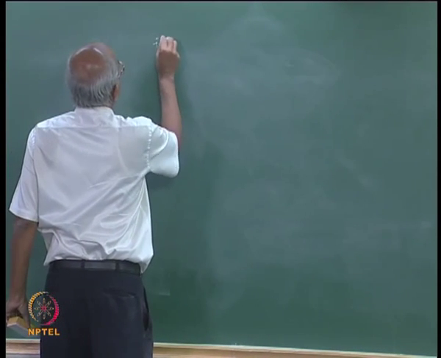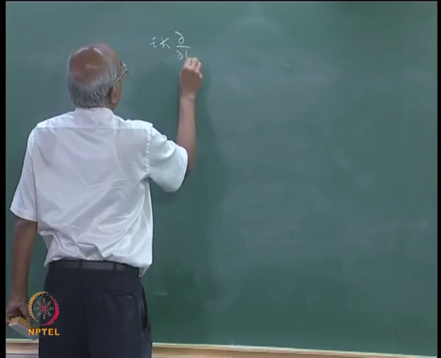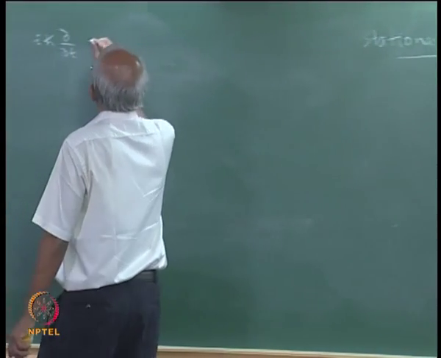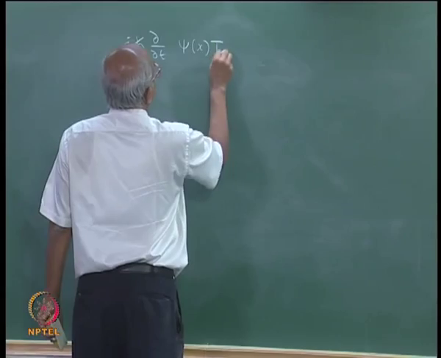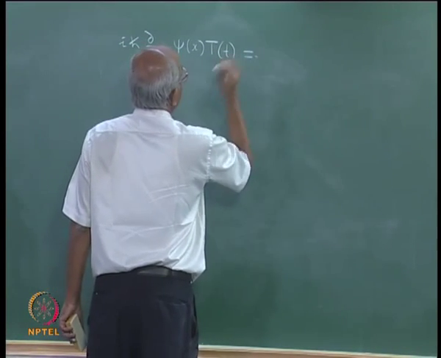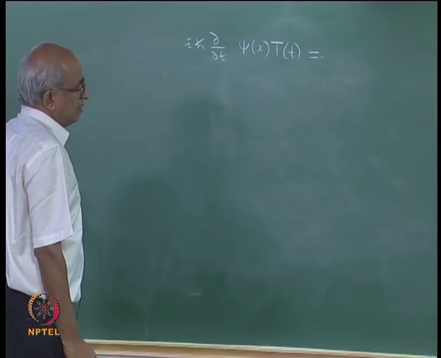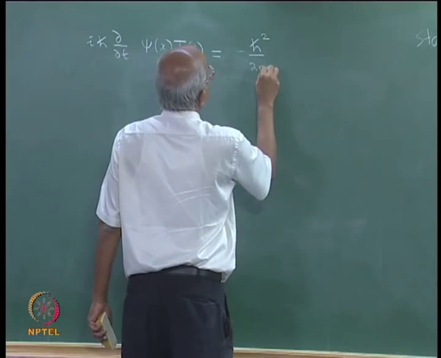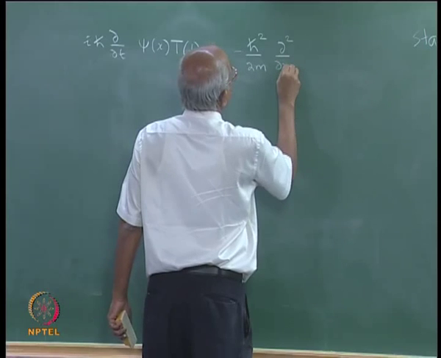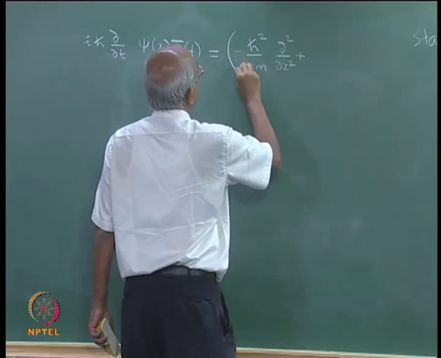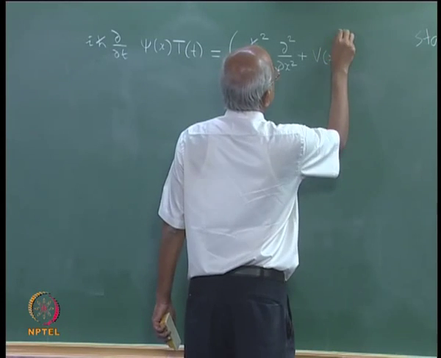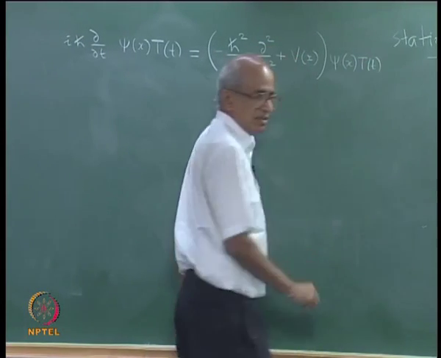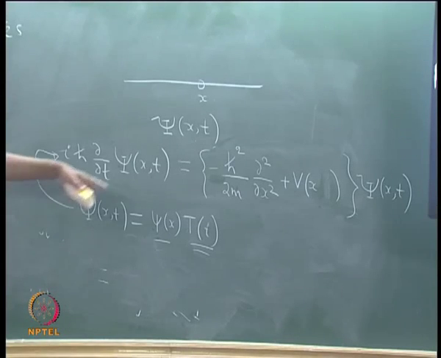you are going to get i h cross ∂/∂t operating upon capital psi, but capital psi I have assumed is given by this expression. So, psi of x capital T of t is equal to minus h cross square by 2m ∂²/∂x² plus V of x operating upon psi of x capital T of t, right. This is what happens if you took this assumption and put it back into the original equation.